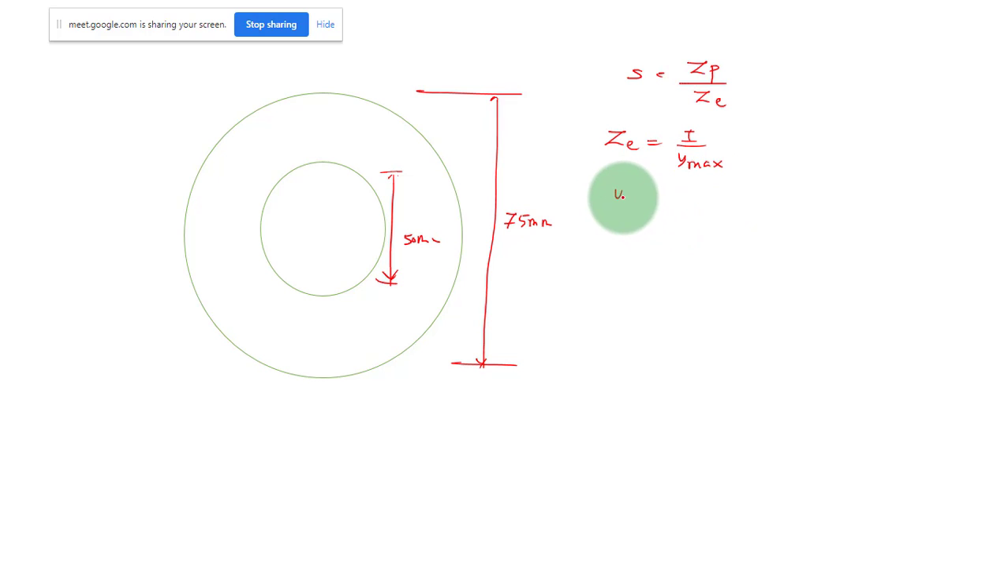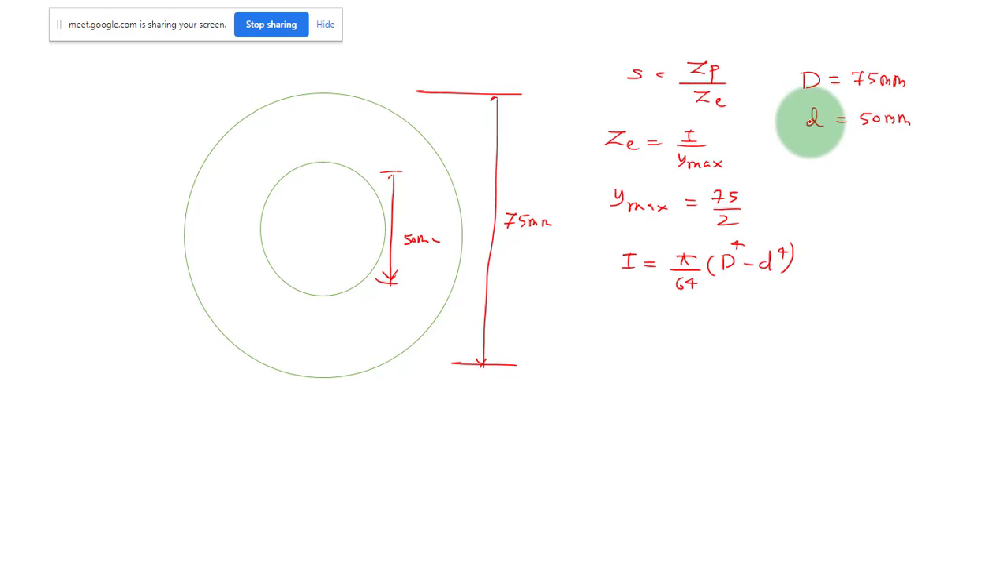What is your y max in this case? Y max will be 75 by 2, outer diameter by 2, and you can find I equal to pi by 64 into D raised to 4 minus d raised to 4, where capital D is 75, the outer diameter, and small d is 50 millimeters, so you can get the elastic section modulus. Then you have to find the plastic section modulus Zp, that is equal to A by 2 into Y1 bar plus Y2 bar.